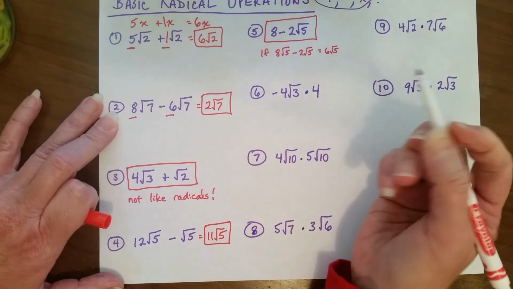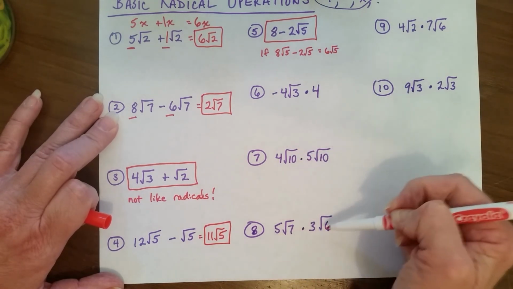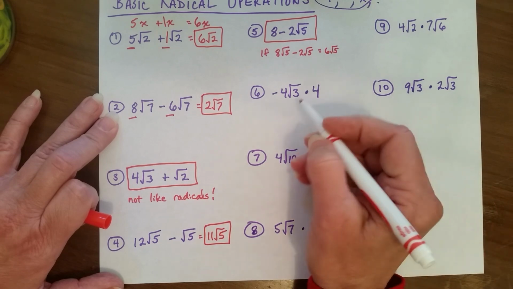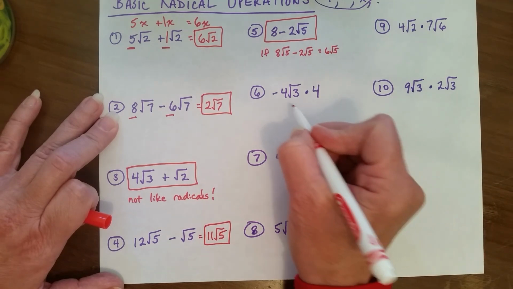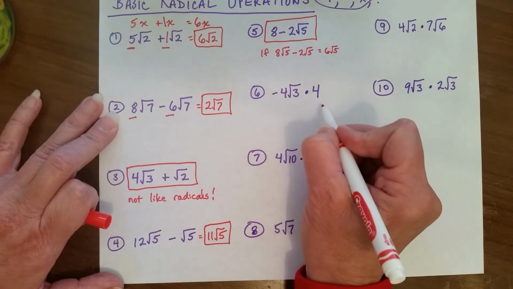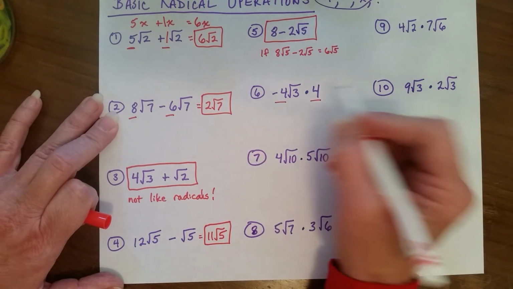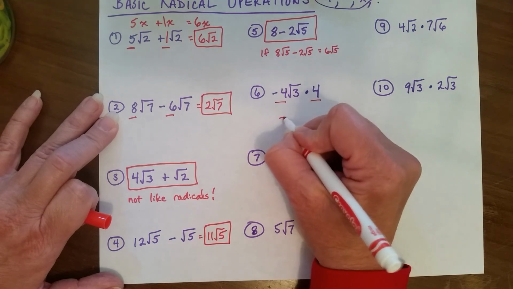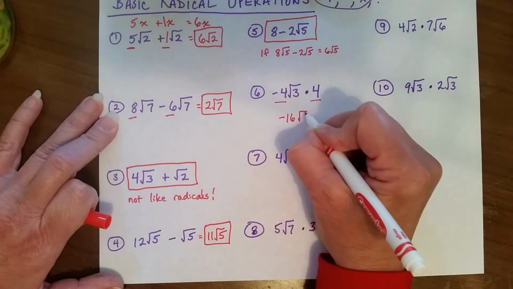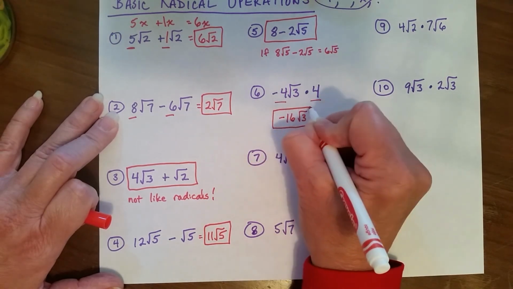Okay, over here. Oh, now we switch to multiplication. The rest of these are going to be multiplication. The thing is here, you can multiply what's outside the radical and what's under the radical. So I see that I have a negative 4 times a 4. So negative 4 times 4 is negative 16, and then I'm left with the root 3. So that's negative 16 root 3.